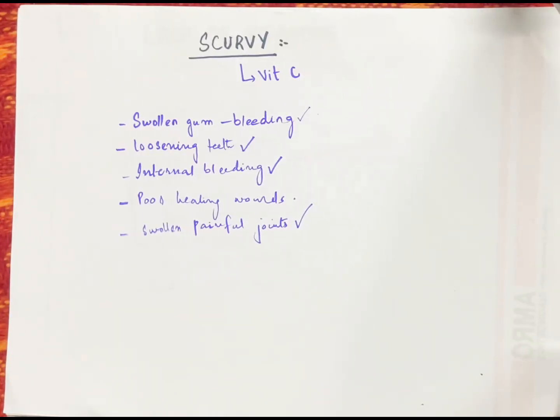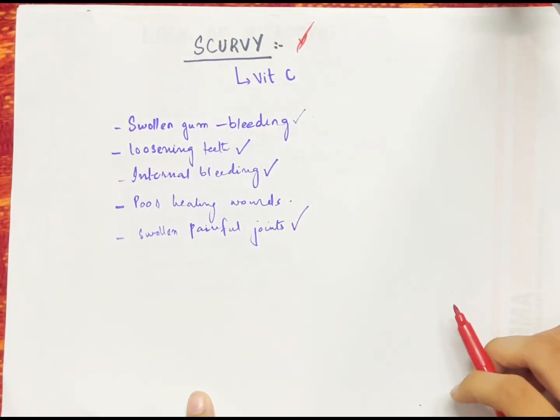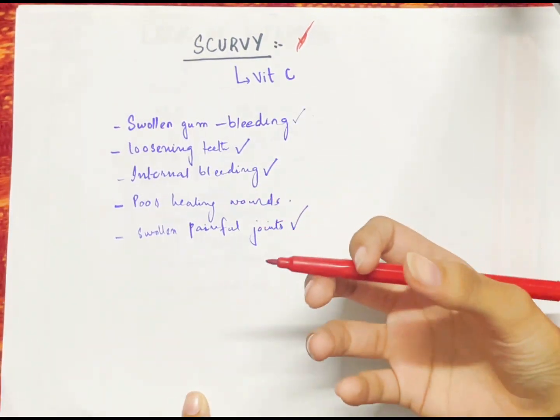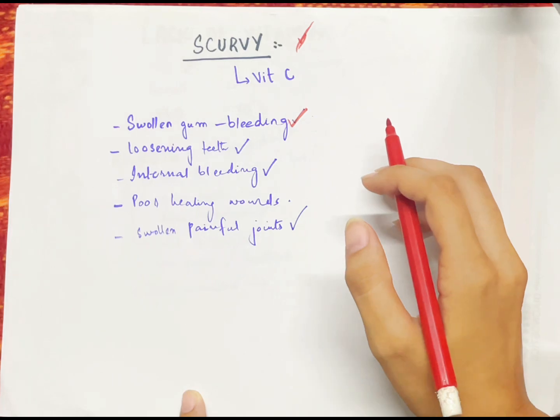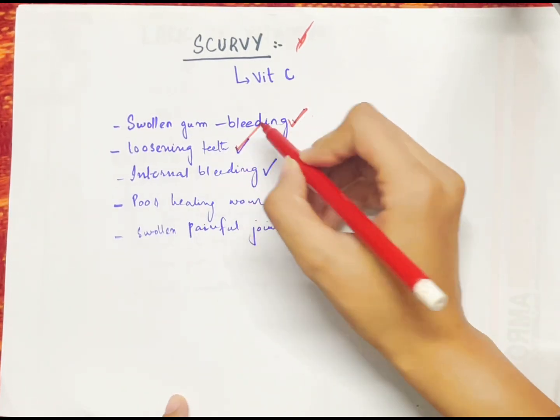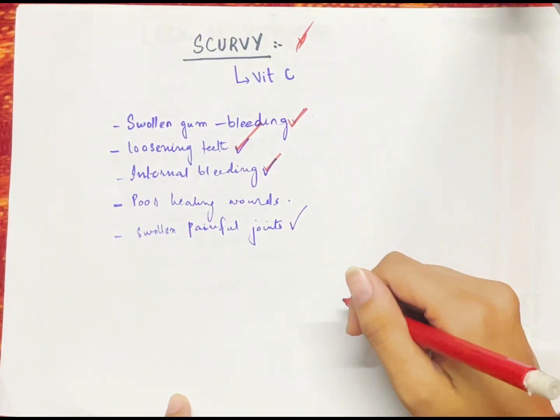Before we end our topic, I want to talk about one of the very common diseases that occurs whenever there is a lack of vitamin C, known as scurvy. What happens in scurvy is that there are swollen gums, and bleeding is very common whenever the patient brushes or eats something. The teeth loosen and tend to fall out. Internal bleeding can occur inside the body, and there is poor wound healing.